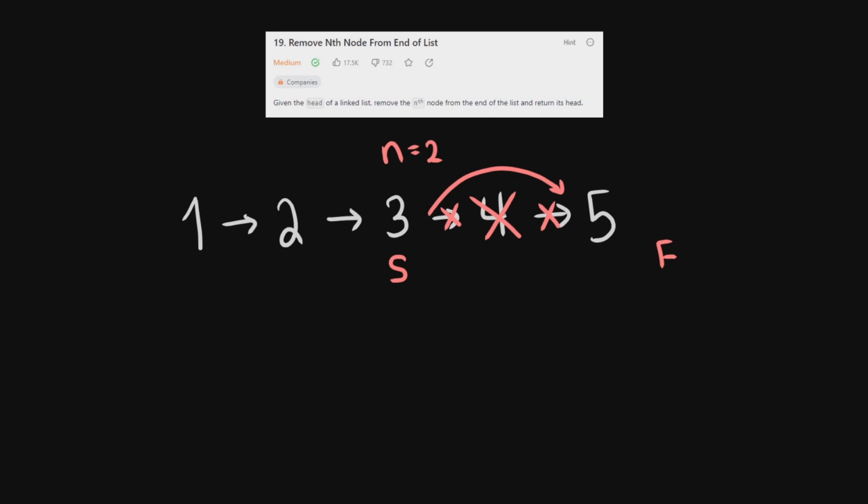So let's consider some edge cases. So what will happen if we have a linked list with only one node? So let's say this is our only node and it's pointing to null.